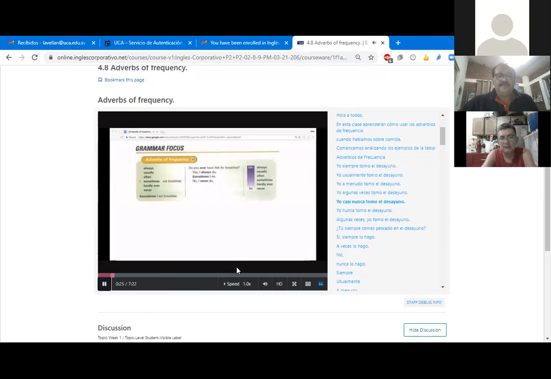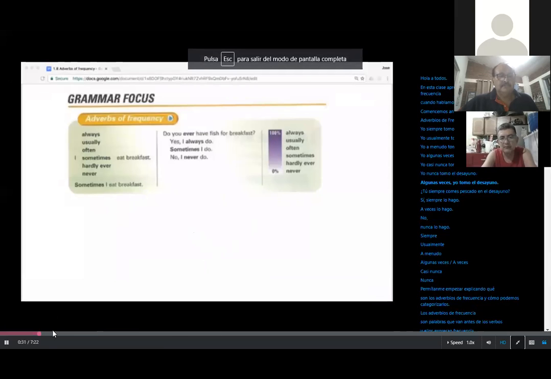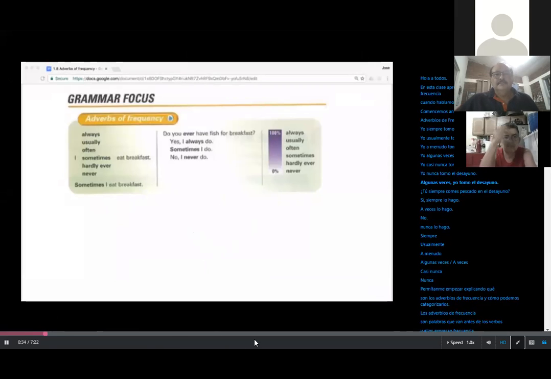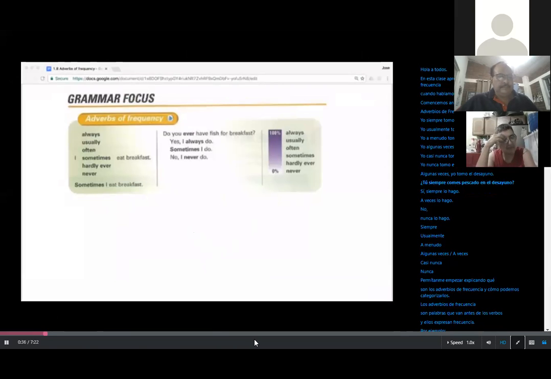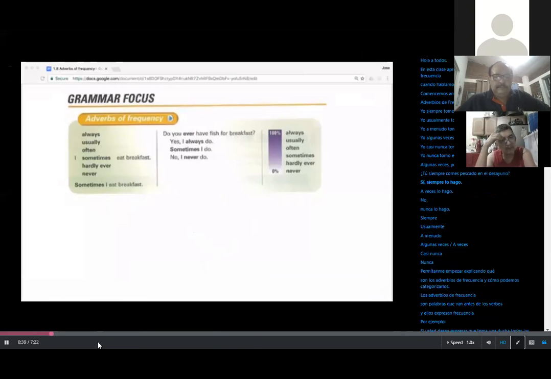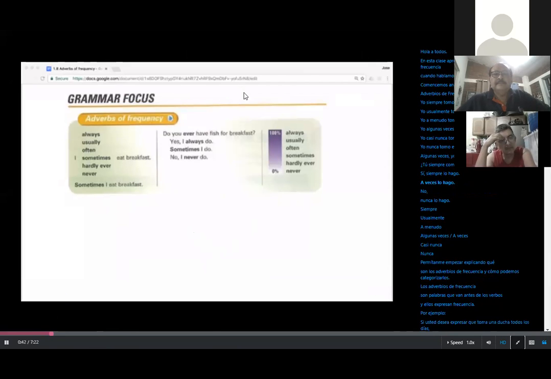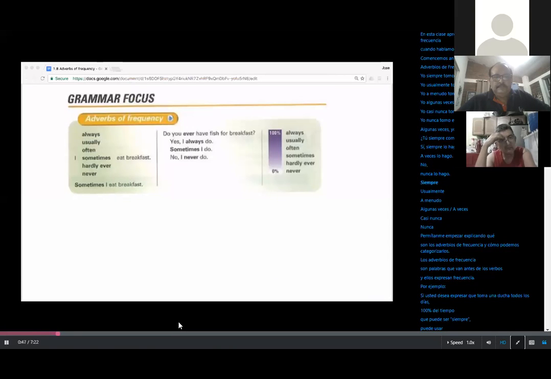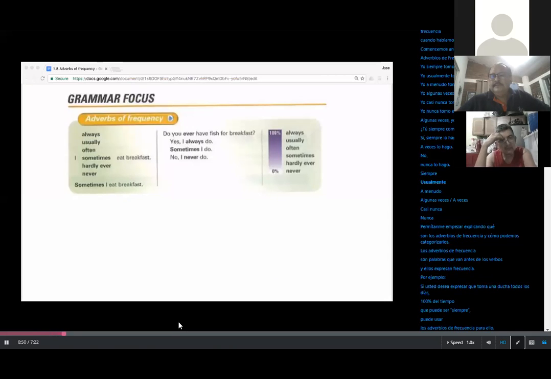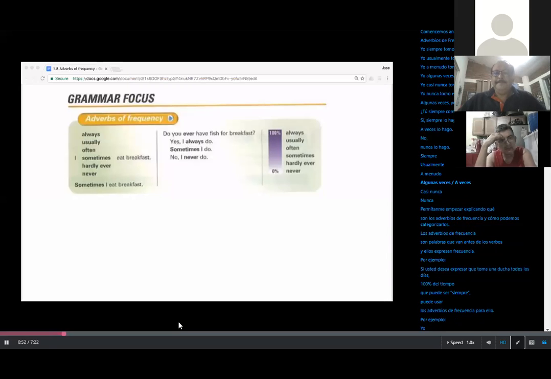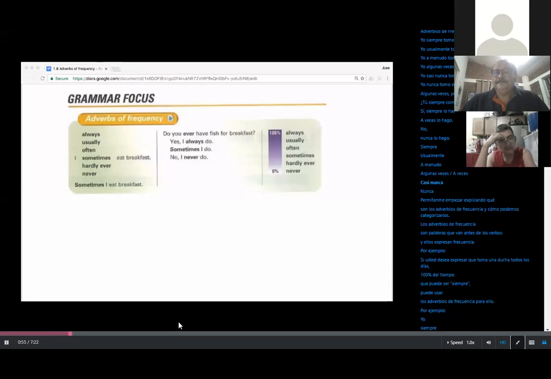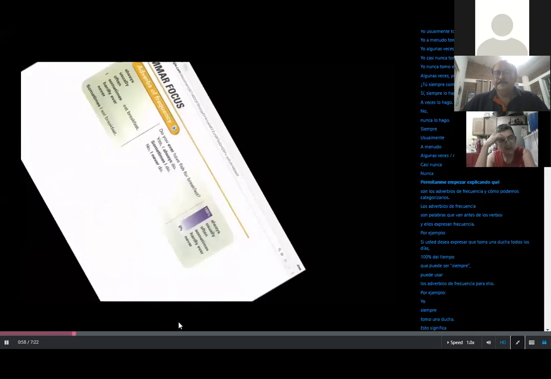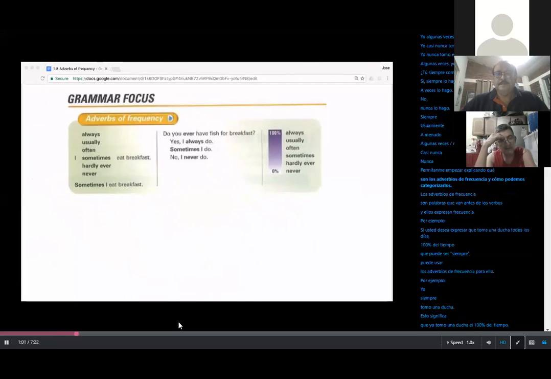of the frequency adverb. I hardly ever eat breakfast. I never eat breakfast. Sometimes I eat breakfast. Do you ever have fish for breakfast? Yes, I always do. Sometimes I do. No, I never do. Always. Usually. Often. Sometimes. Hardly ever. Never. Let me start by explaining what adverbs of frequency are and how we can categorize them.